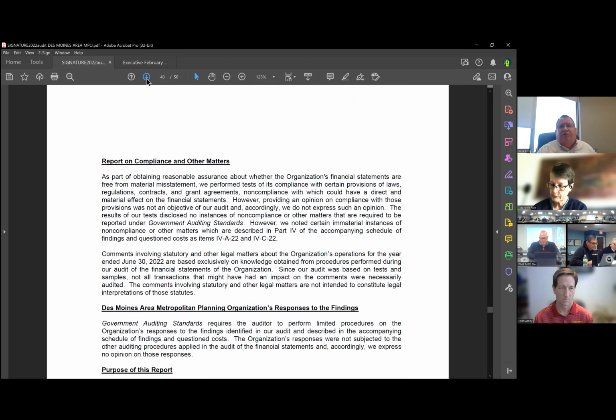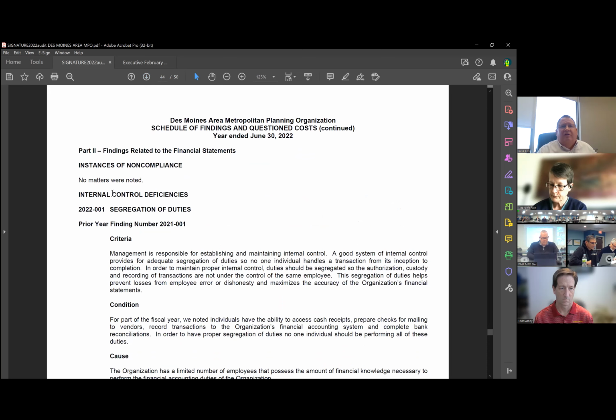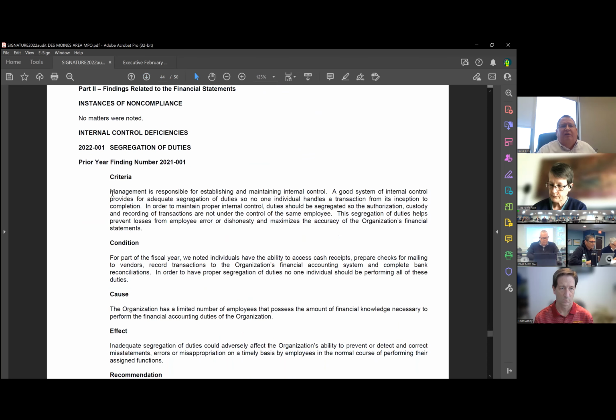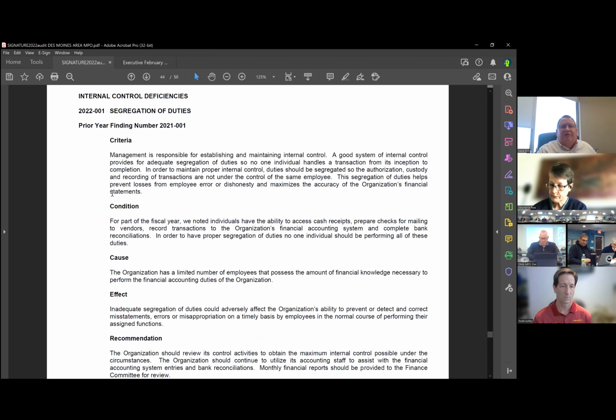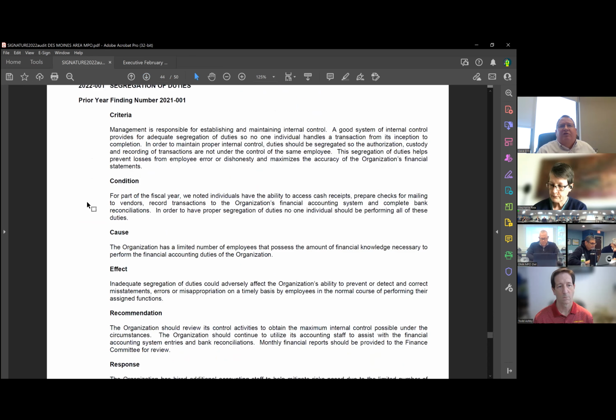Again, you've got a small staff there. You are adding some people, so the duties are getting more segregated. But until you get a staff large enough, or get enough people involved in the process, you're going to have that segregation of duties issue. Very common in a small organization like yourselves.